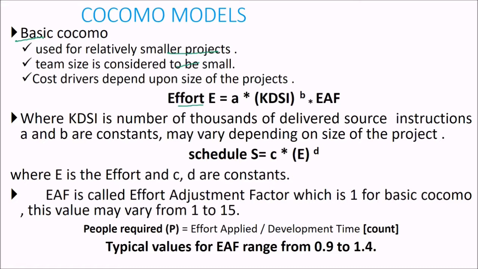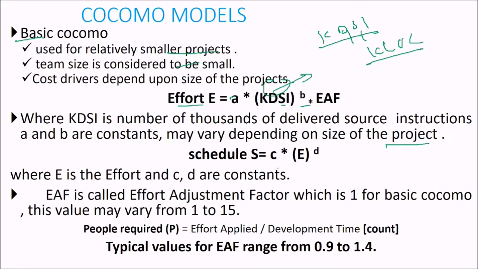So effort will be computed by A into KDSI to the power B into EAF, right? This is different from KLOC. What is KLOC? Kilo line of code. But KDSI stands for kilo delivered source instruction. So effort is given by A into KDSI to the power B. A and B are constants, and KDSI is the number of thousands of delivered source instructions. A and B may vary depending on the size of the project.